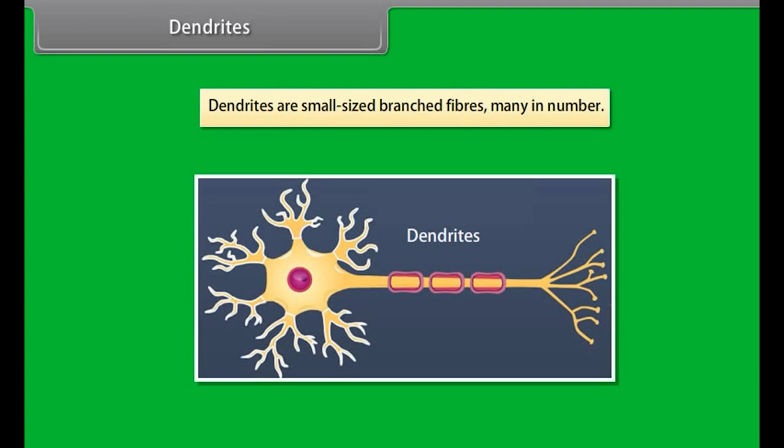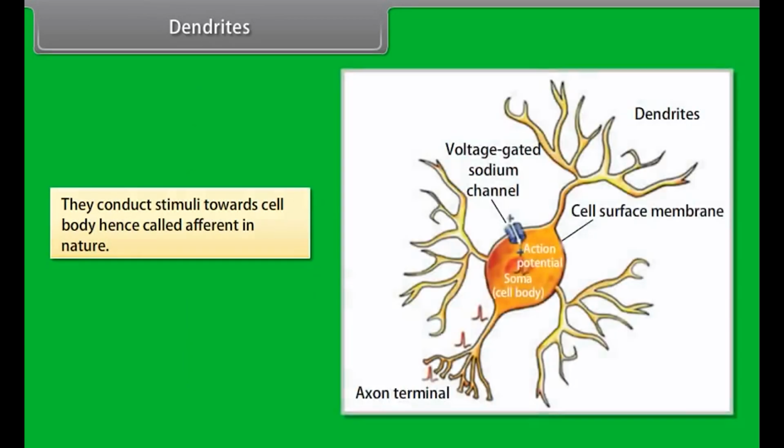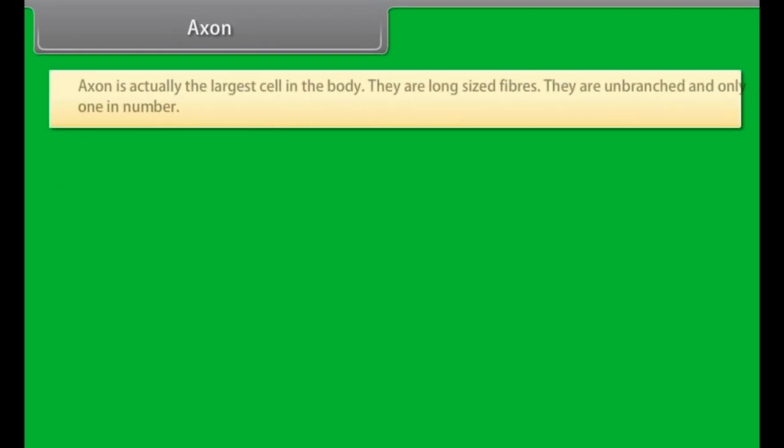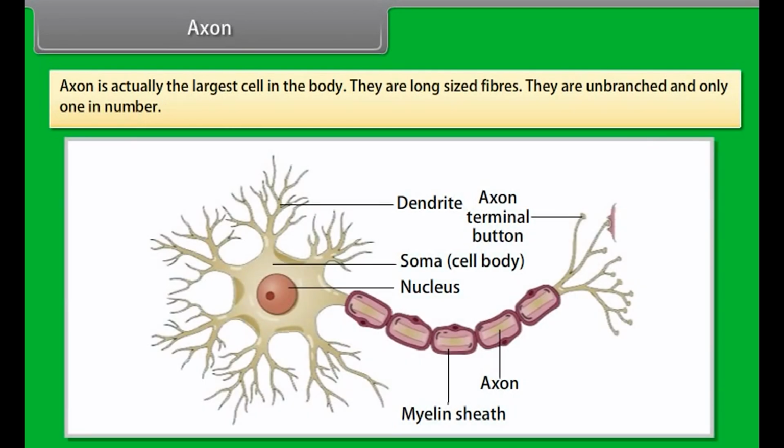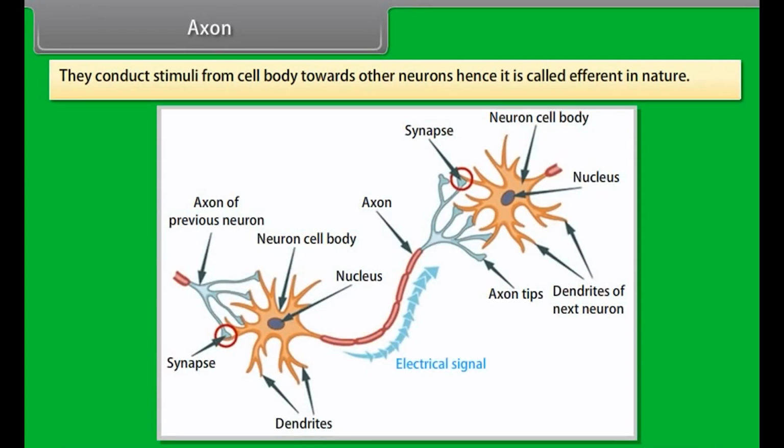Dendrites. Dendrites are small-sized branched fibers, many in number. They conduct stimuli to the cell body, hence they are called afferent in nature. Axon. Axon is actually the largest cell in the body. They are long-sized fibers. They are unbranched and only 1 in number. They conduct stimuli from the cell body towards other neurons, hence it is called efferent in nature.